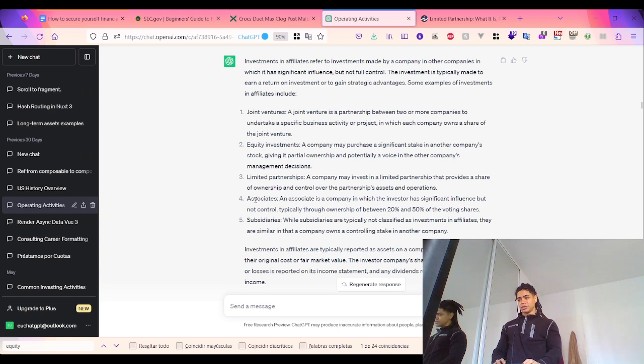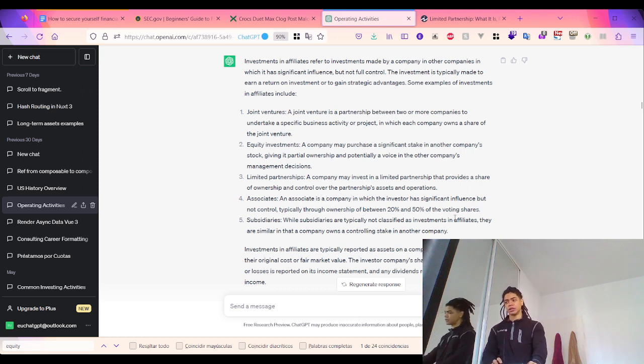Then you get the associate, where an investor or company usually owns 20 to 50% of the voting share. So it has significant influence, but not total control. And subsidiaries are typically not classified as investments in affiliates. They are similar in that a company owns a controlling stake in another company, the subsidiary. Again, this is just an example of the most common operating assets.